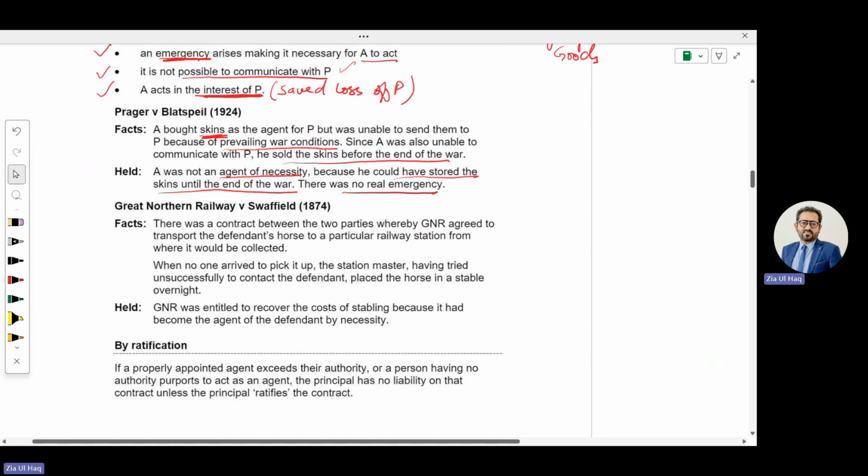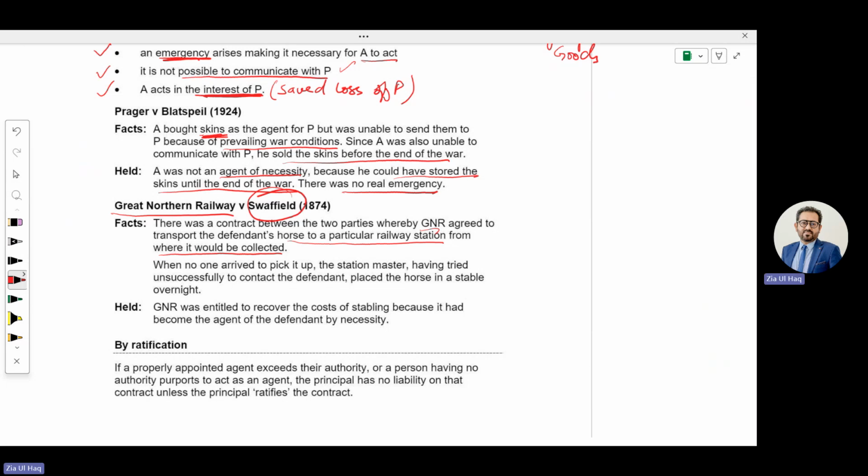And in the second case, Great Northern Railway versus Swafield. There was a contract between the two parties whereby Great Northern Railway, meaning the railway company, agreed to transport the defendant's horse to a particular railway station from where it would be collected. In this case, Swafield handed over his horse to this railway company: please deliver it to a certain station, and this named person will collect the horse at that station.